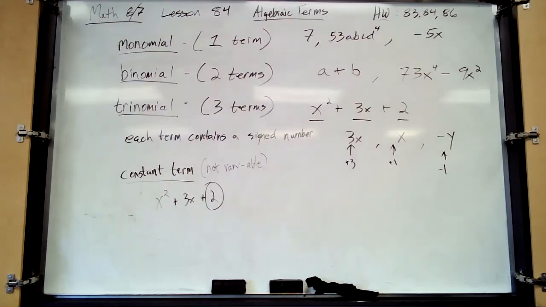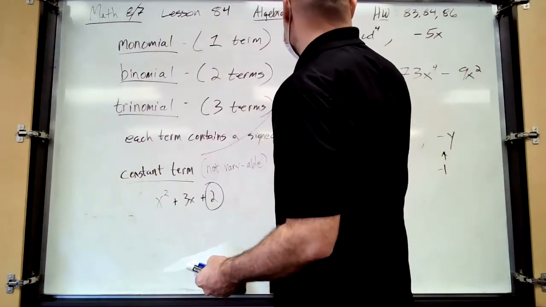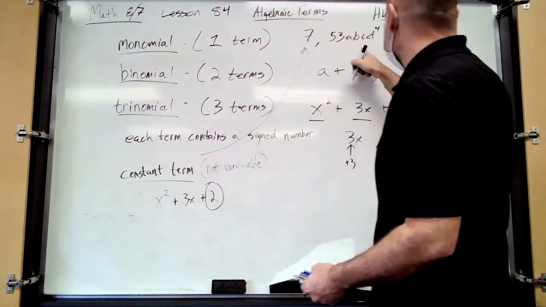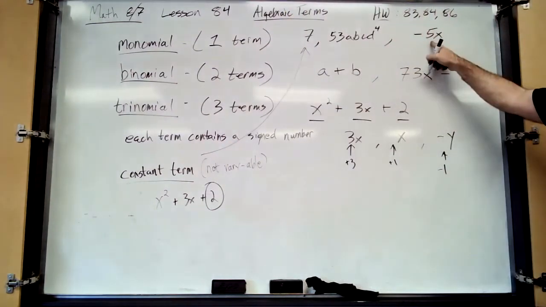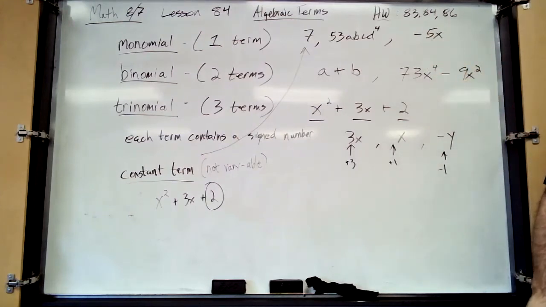That word is the same as constant, comes from the same thing. Yes? Is then 7 a constant? Yes, this is a constant. Here's another constant term. This is not a constant term. No. This is not a constant term. If you see a letter in there anywhere, it's not a constant.